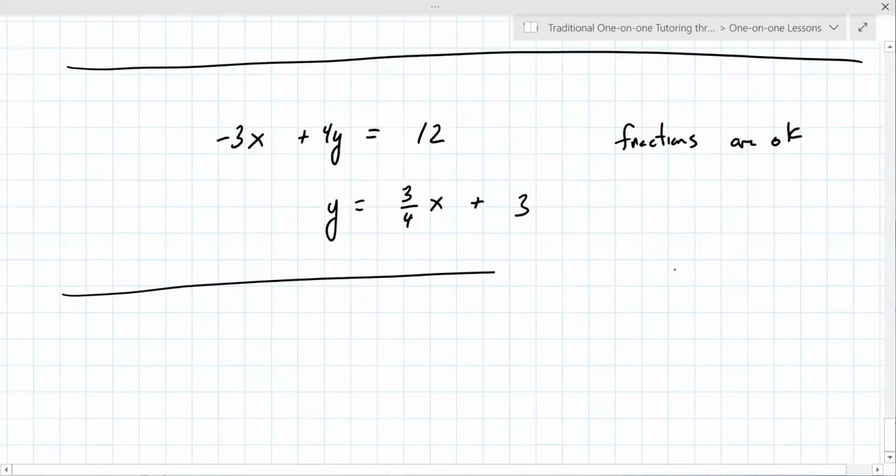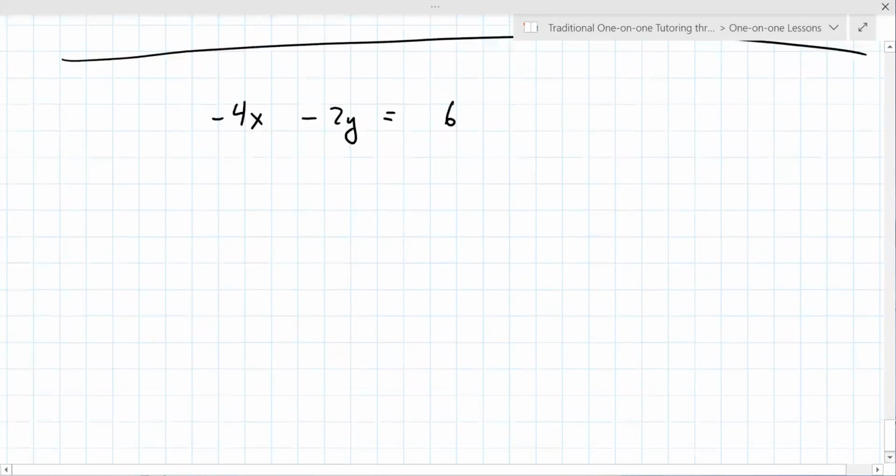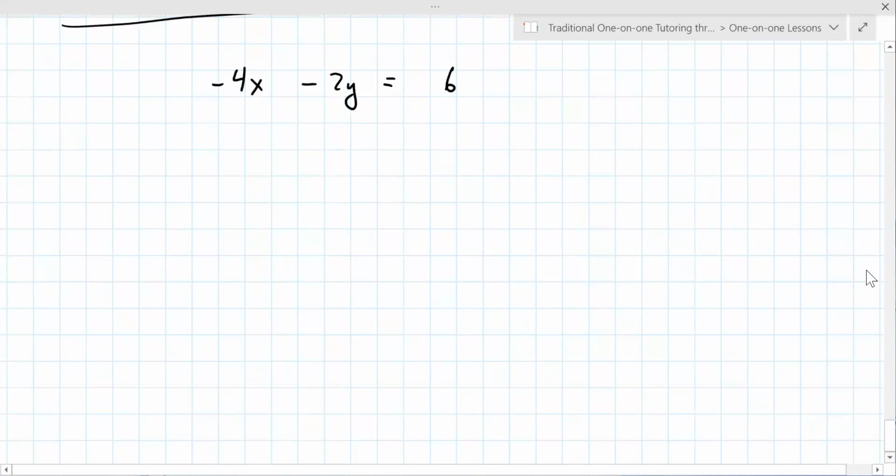All right, so let's try another one here. This one's going to get a little bit more difficult. -4x minus 2y equals 6. Can you do the same thing here? Can you solve this for y?